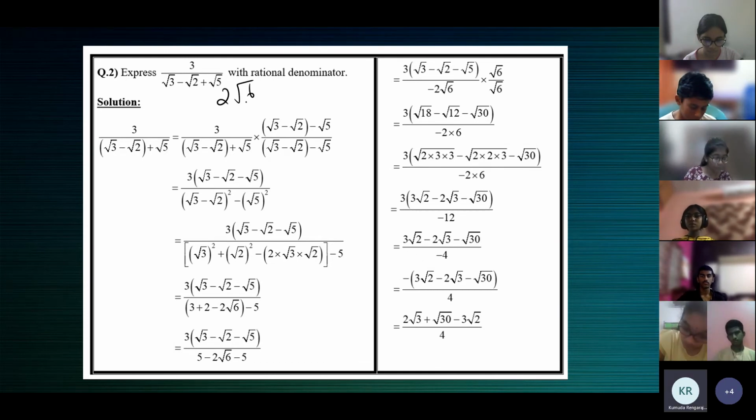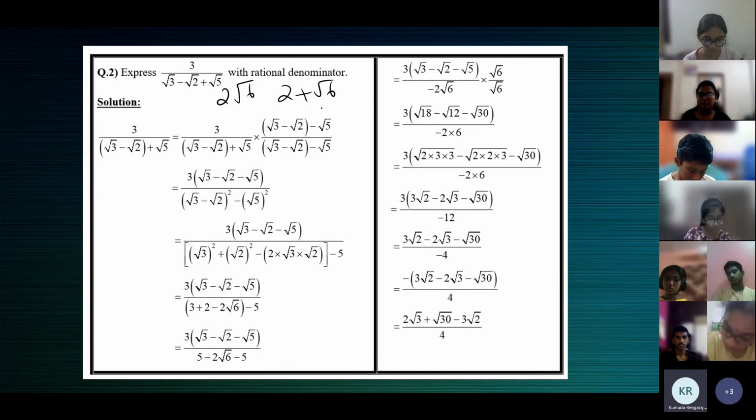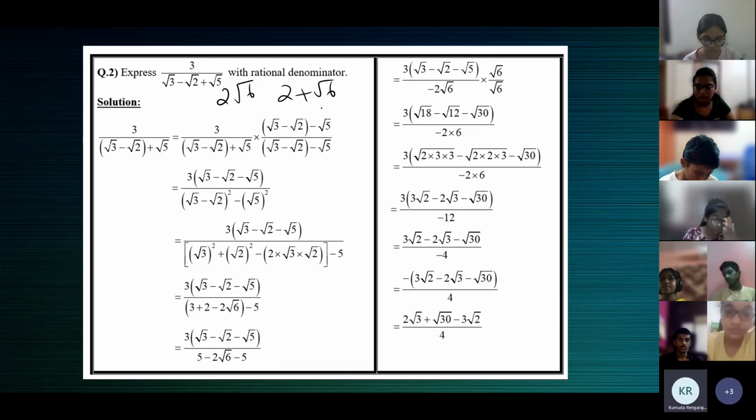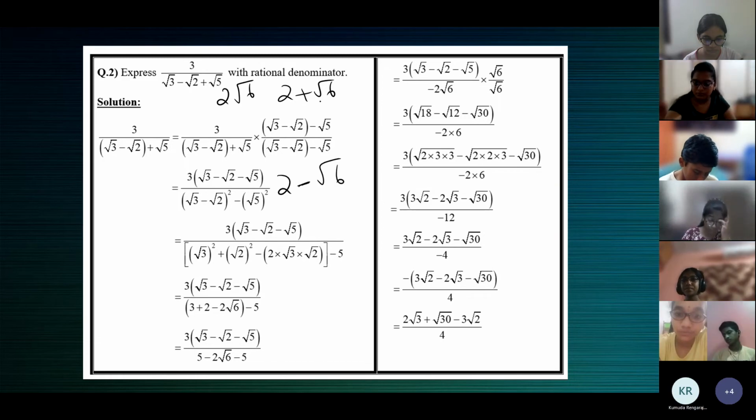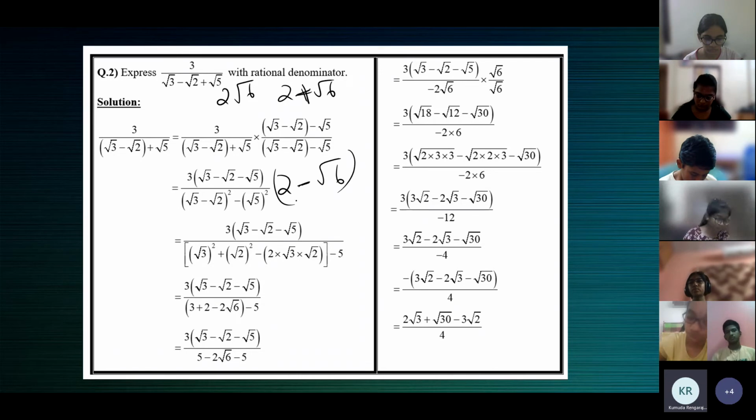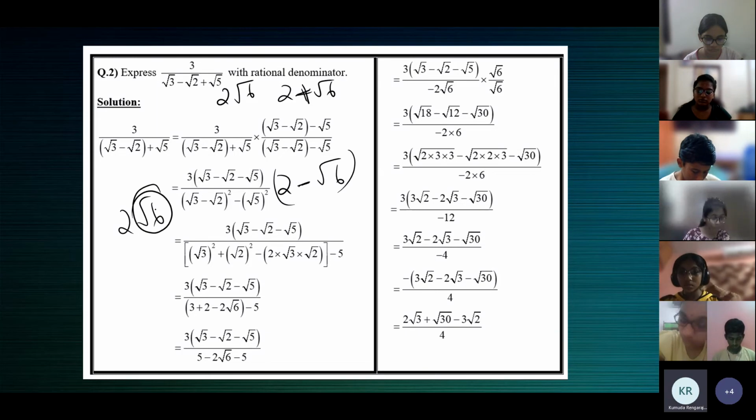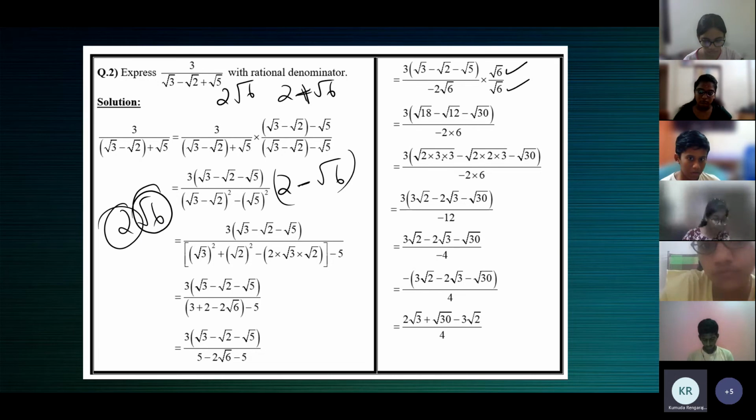If it's 2 plus root 6, you have to multiply and divide by 2 minus root 6, because you cannot separate 2 and root 6. But in 2 root 6, root 6 is separable from 2. So it's enough if you multiply and divide by root 6. Now let's multiply.